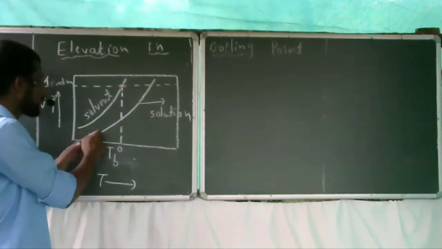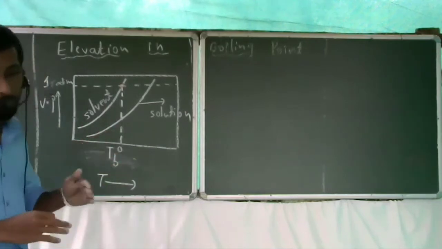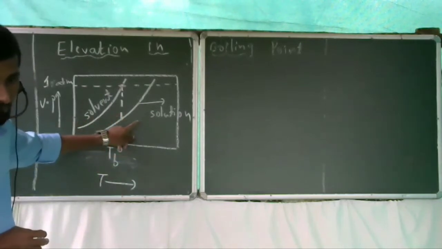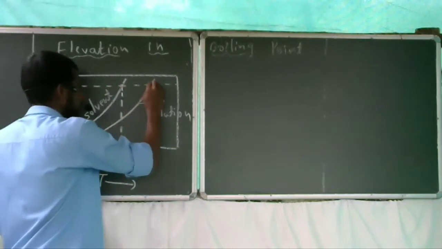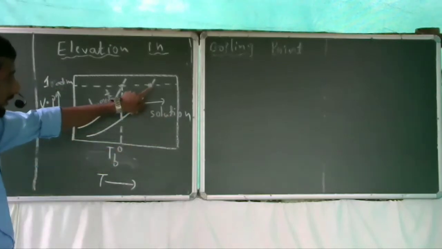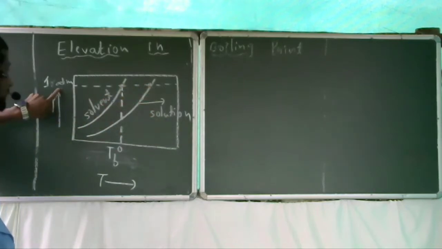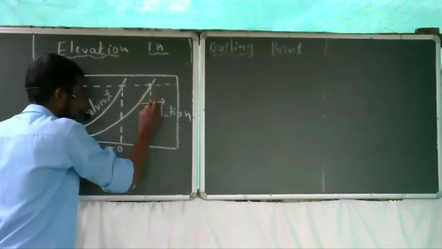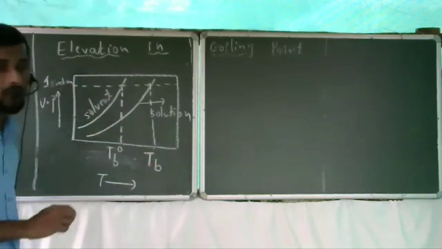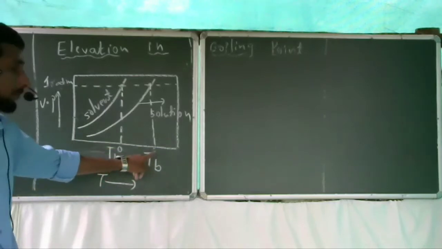Then you are adding a non-volatile solute to the solvent. When a non-volatile solid is added, vapor pressure is lower, so the curve of the solution is below the solvent curve. Then you can observe that at this temperature the vapor pressure of the solution becomes equal to atmospheric pressure. So that point is nothing but the boiling point of the solution. At that temperature the solution boils, that is TB. Observe clearly, TB naught and TB, which one is higher?